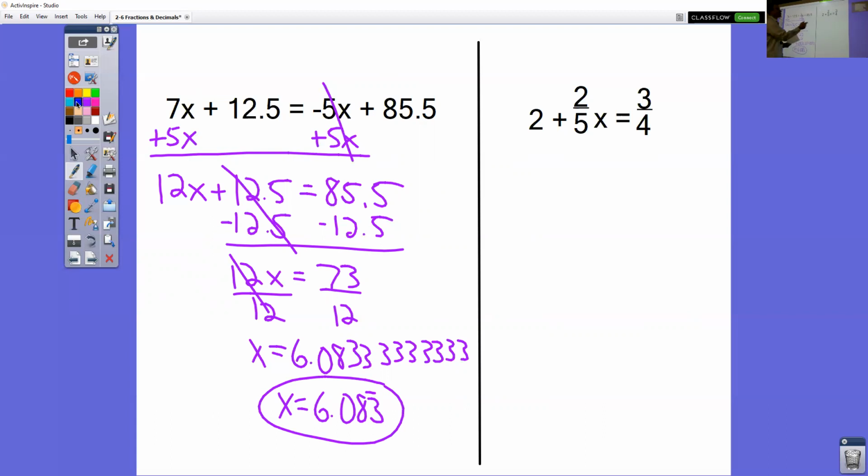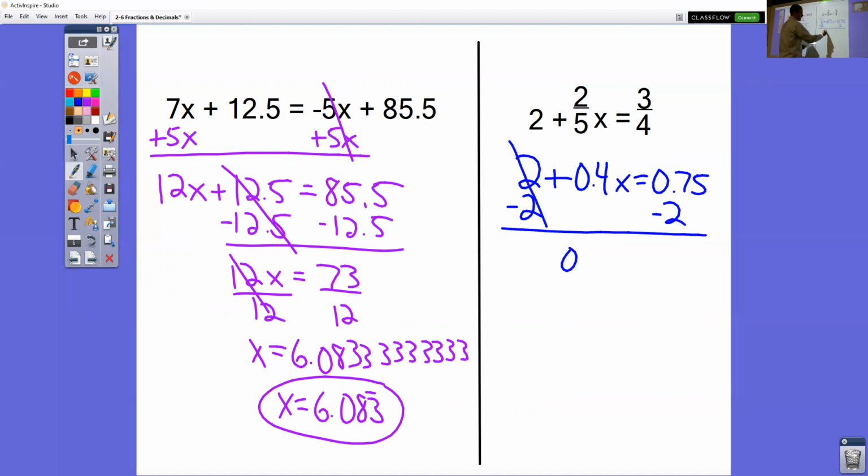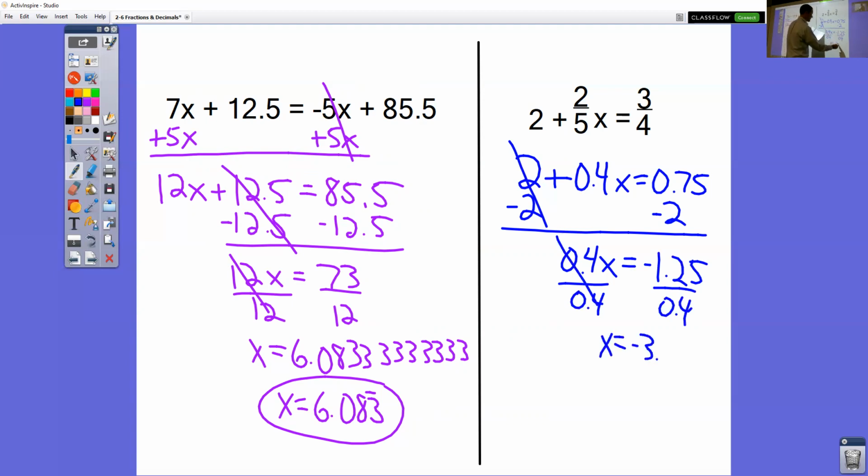In this last one, change the fraction into a decimal. So the 2 stays the same. 2/5, top divided by bottom. 2 divided by 5 is just 0.4x. And 3/4, 3 divided by 4 is 0.75. This is really just a two-step equation. It's sort of written a little bit weird. It's written backwards. So 0.4x equals negative 1.25. Divide by 0.4, divide by 0.4. Top divided by bottom, you get negative 3.125.